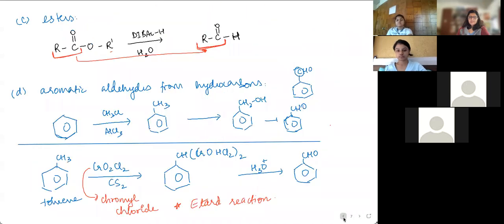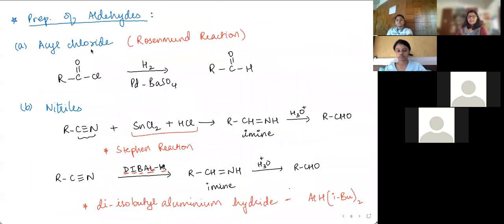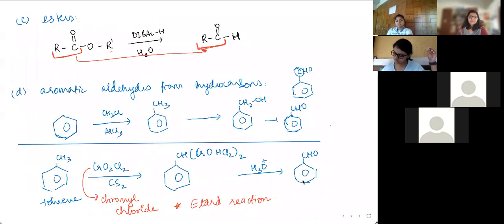Just to revise, recap, if you use acyl chloride, it's called Rosenmund reaction. Basically, hydrogenation, you are substituting the chlorine with hydrogen, basically. Nitriles and esters के case में, again, same logic where you're reducing this to produce imines, and on hydrolysis, the double bond N gets substituted with double bond O. So imines get converted to aldehydes. In this case, yeah, so finally you get this.